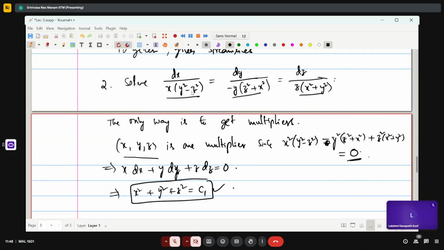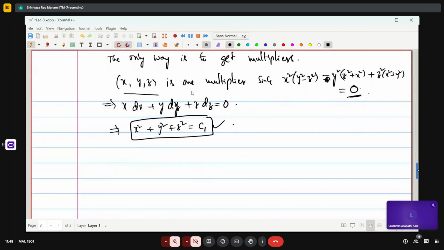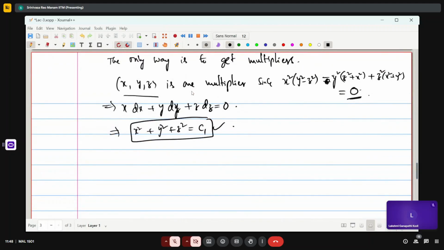Simpler case. What is the other multiplier you can think of? Can you think of another one? I'll just give it. You may look for something else if you want. Let me see here, 1 by x and minus 1 by y and minus 1 by z will also work. It is also another multiplier.